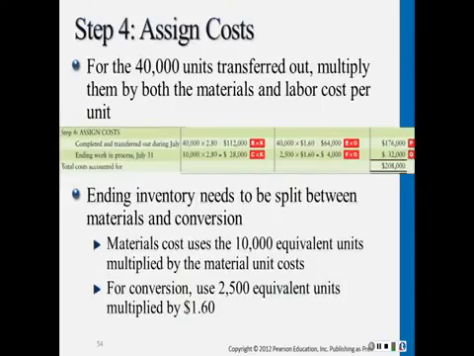The last step is to assign the period's cost to the units. For the 40,000 units transferred out, we multiply them by both the materials and labor cost per unit. 176,000 will be transferred to the next department. The ending inventory needs to be split between materials and conversion. The materials cost uses the 10,000 equivalent units multiplied by the materials unit cost. For conversion, we use 2,500 equivalent units multiplied by $1.60. Ending inventory totals 32,000.